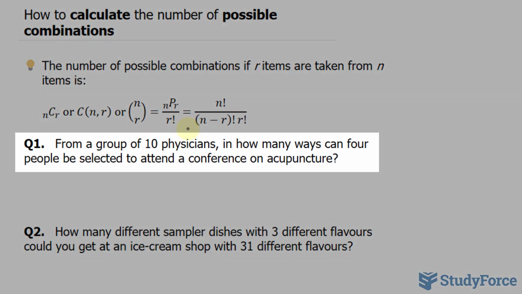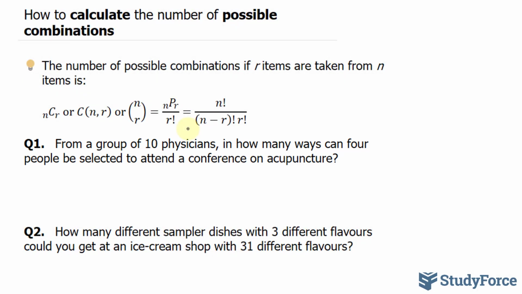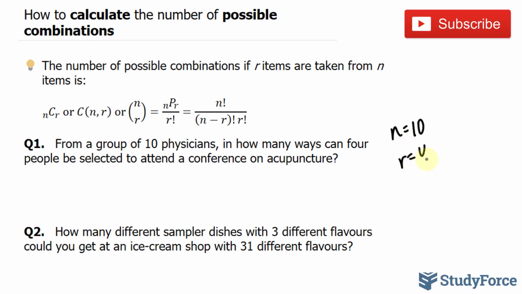Let's start with question number 1. From a group of 10 physicians, in how many ways can 4 people be selected to attend a conference on acupuncture? So here we have an n value of 10. That's our pool of physicians, and 4 are being selected in no particular order. Remember, that's one of the big differences between combinations and permutations, that order doesn't matter in combinations. So let's substitute these values.